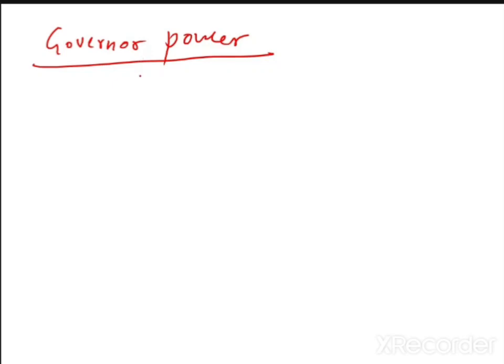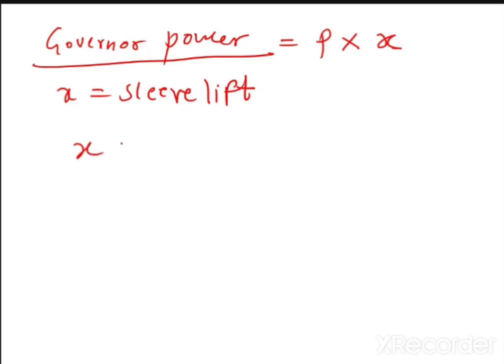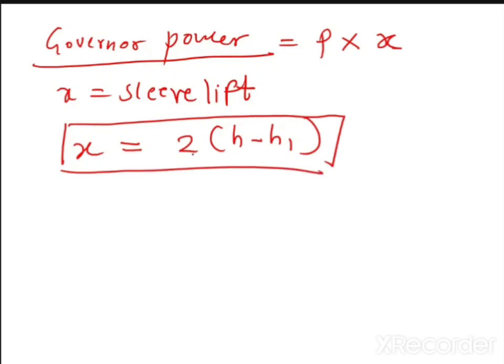Governor power is nothing but, now I will not go into the derivation. I will just write down the formula because we have already derived it. So we know that the governor power is equal to P into X. Now what is X? X is nothing but the sleeve lift. How do we calculate the sleeve lift? The sleeve lift is calculated as X is equal to 2 into (H minus H1). Remember this formula. Is it clear how to calculate?